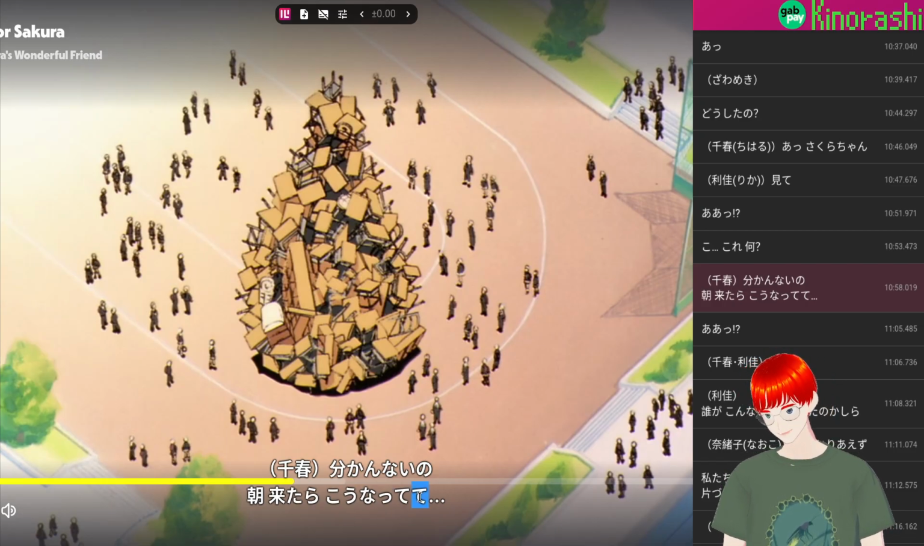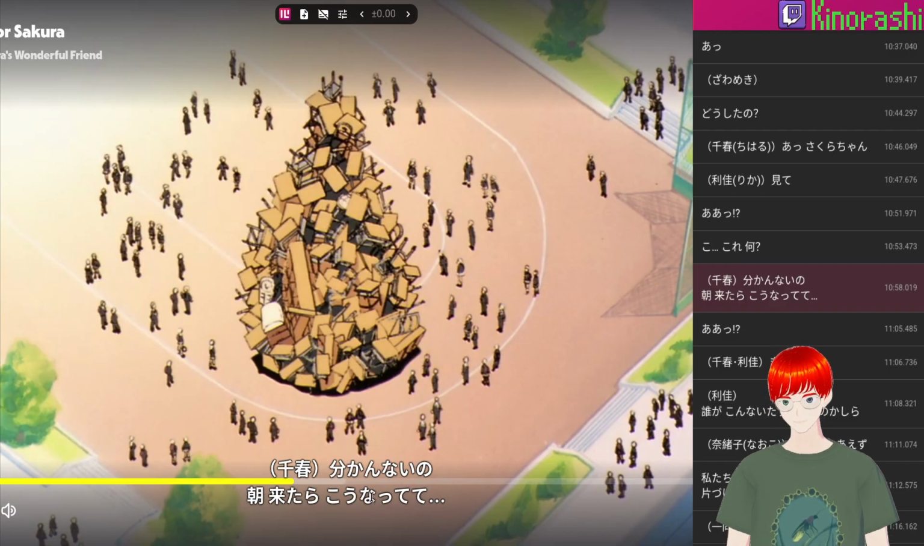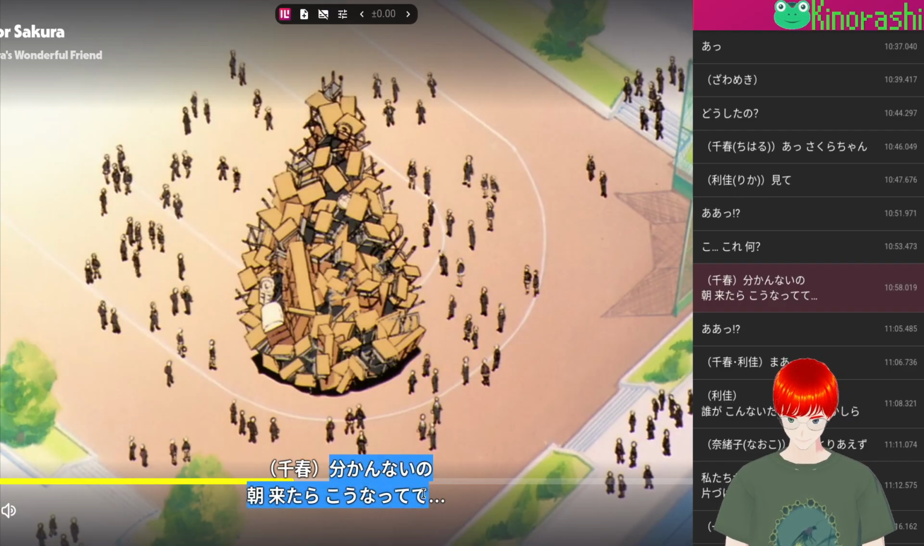And she's using te here because she's going on to say something more. But this is a contraction of ite. And they just drop the e part and added the te to the previous word. But wakanai no. How did that become a thing?